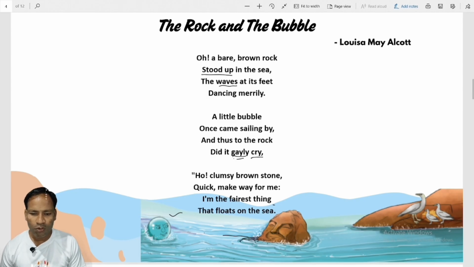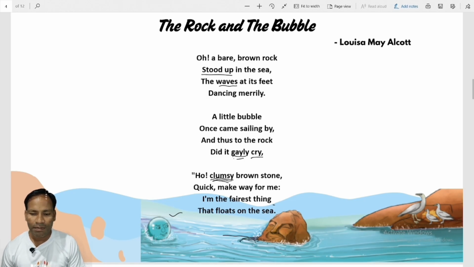See, oh clumsy brown stone. The bubble did not speak in a polite way. It said very arrogantly, clumsy. Clumsy means the one who is very careless. Okay, clumsy brown stone. Why is the word clumsy used? You know, the bubble thinks itself a very precious thing which is floating in the sea, and it thinks that this rock should take care of the bubble and move aside to let it go. That's why the word clumsy is used.